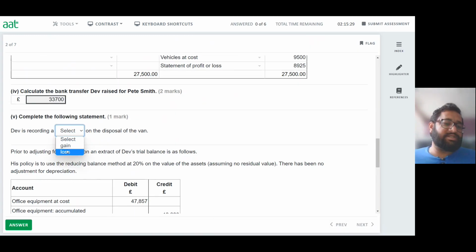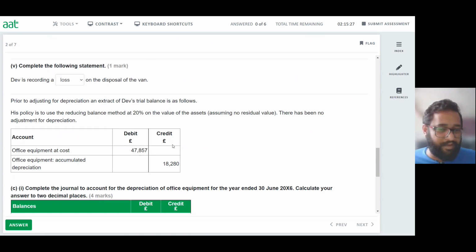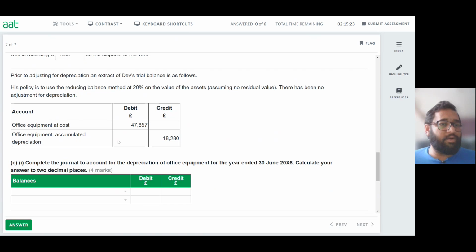So that solves that part. And we already decided this is a loss on disposal. We'll be happy with that as well. And now we're going to move to the next part. This is about, prior to adjusting the depreciation, an extract of the trial balance shown below. The policy is to use the reducing balance method at 20% on the value of assets, assuming no residual value. There has been no adjustment for depreciation.